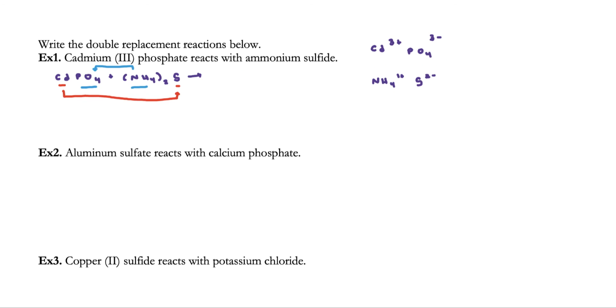Let me show my crossing of charges here. Cadmium, we said, has a 3+ charge, and sulfur has a 2- charge.